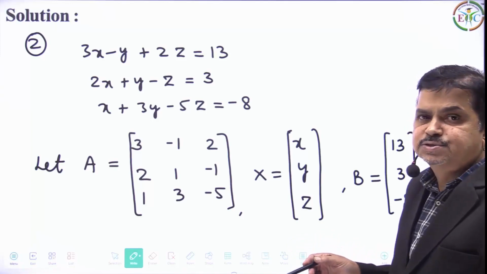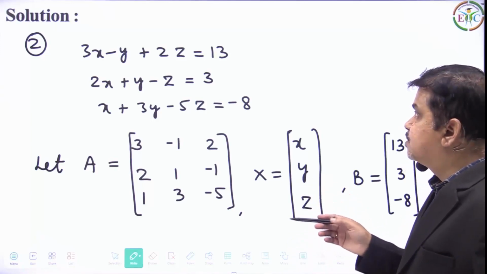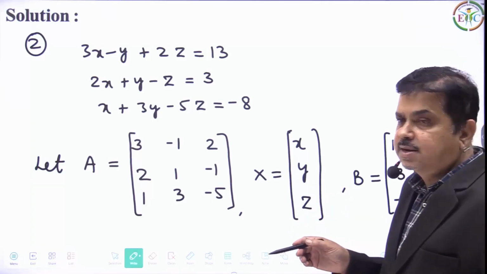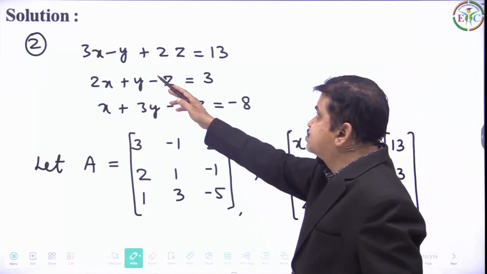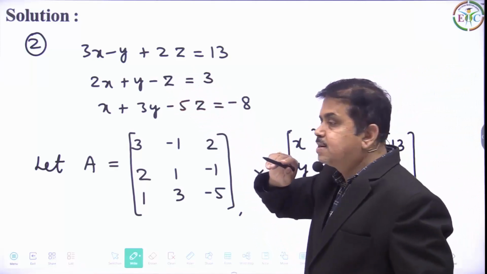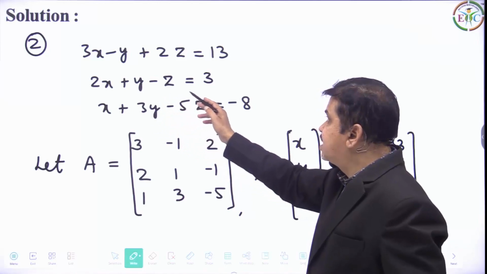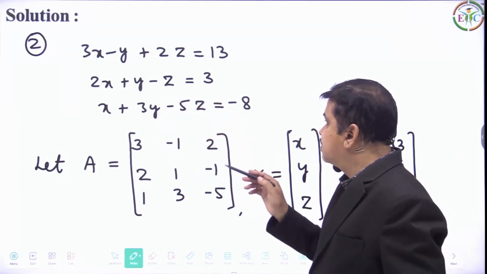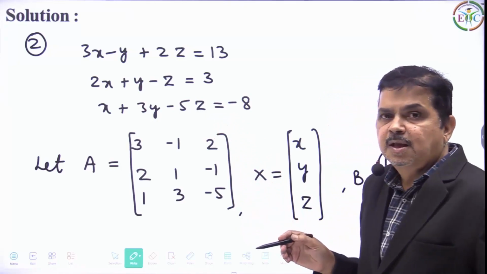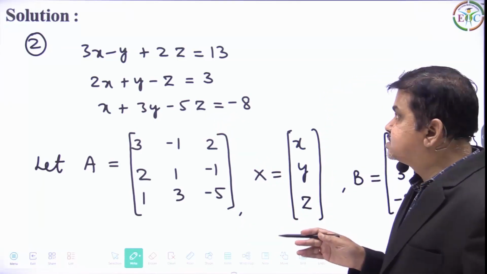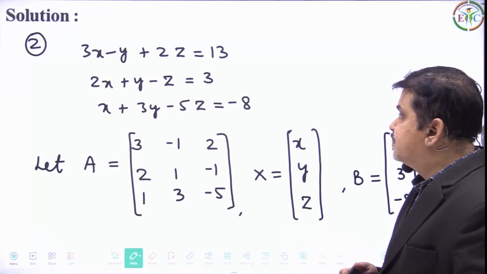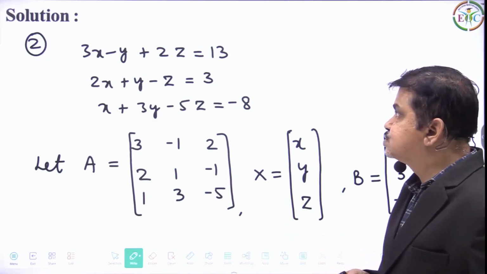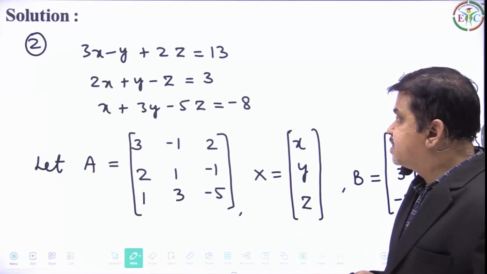Solve by matrix method. We have to solve the given equations by matrix method: 3x minus y plus 2z equals 13, 2x plus y minus z equals 3, and x plus 3y minus 5z equals minus 8. As I told you, in these types of equations we have to take the coefficients of x, y and z in matrix form.